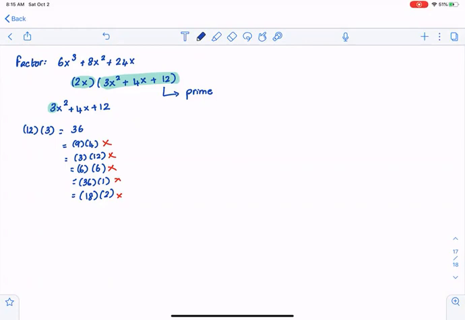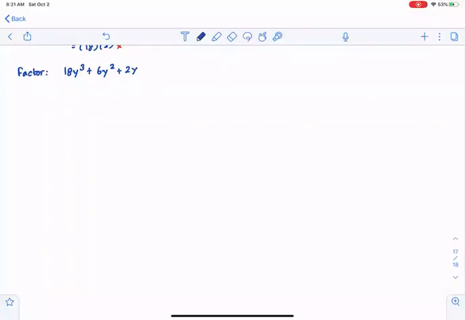So do we have any questions? Here we have 18y cubed plus 6y squared plus 2y. A 2 is in common to all three terms. A y is also in common. If I pull that out, I would have 9y squared plus 3y plus 1.